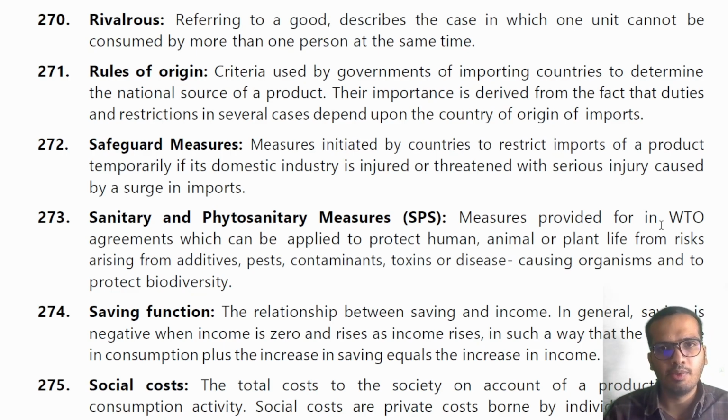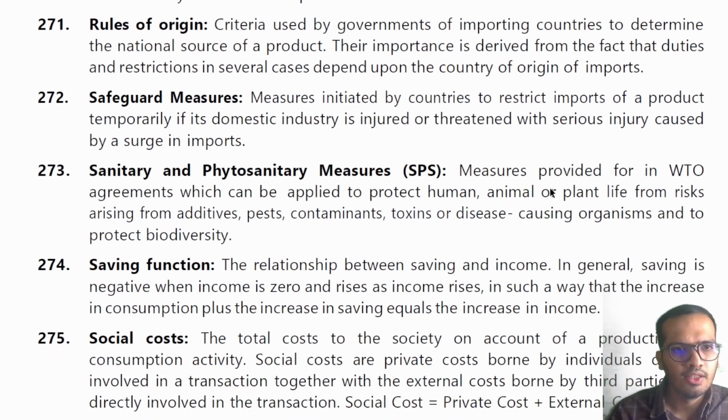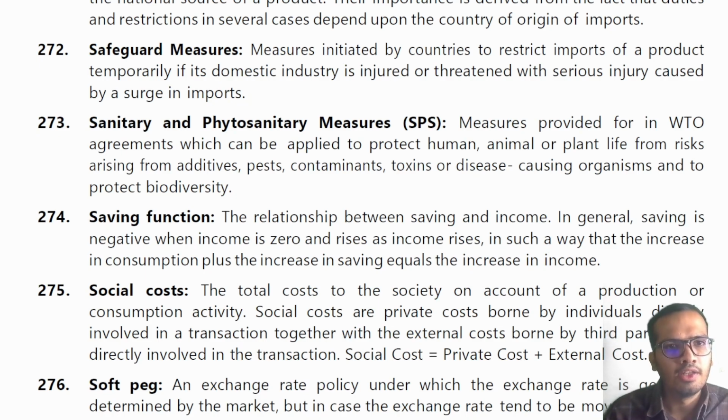So these are measures initiated by countries to restrict import of a product temporarily if its domestic industry is injured or threatened with serious injury caused by a surge in import. Then we have sanitary and phytosanitary measures, SPS. So these are measures provided for in the WTO agreement which can be applied to protect human, animal or plant life from risk arising from additives, pests, contaminants, toxins or disease causing organisms, and to protect biodiversity.